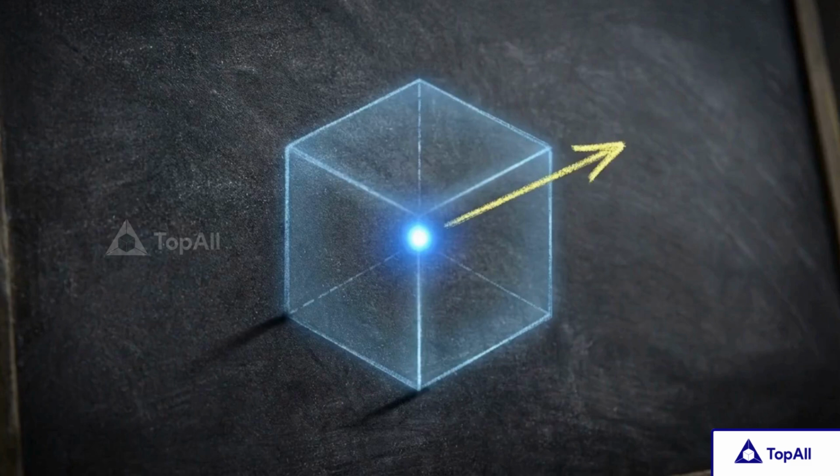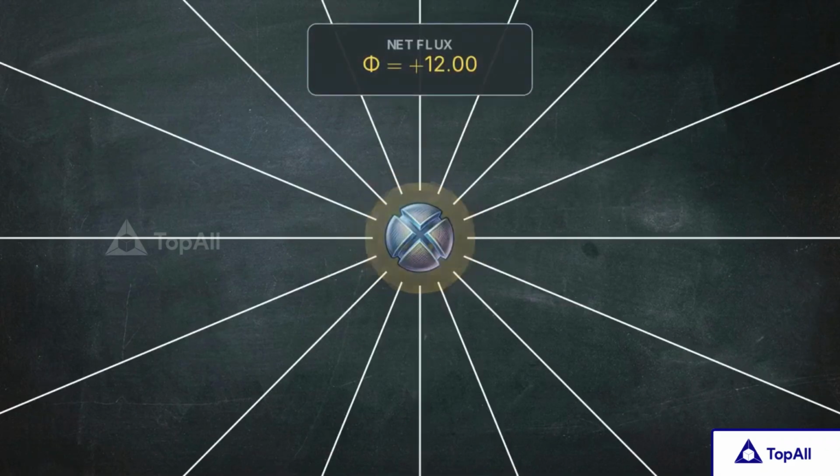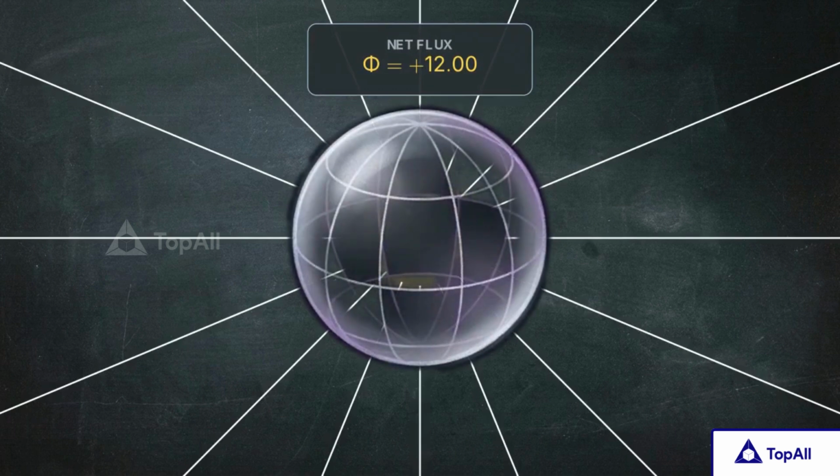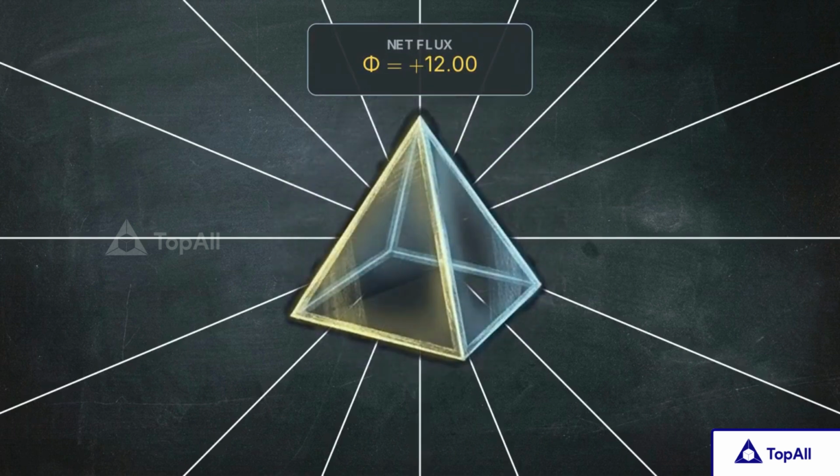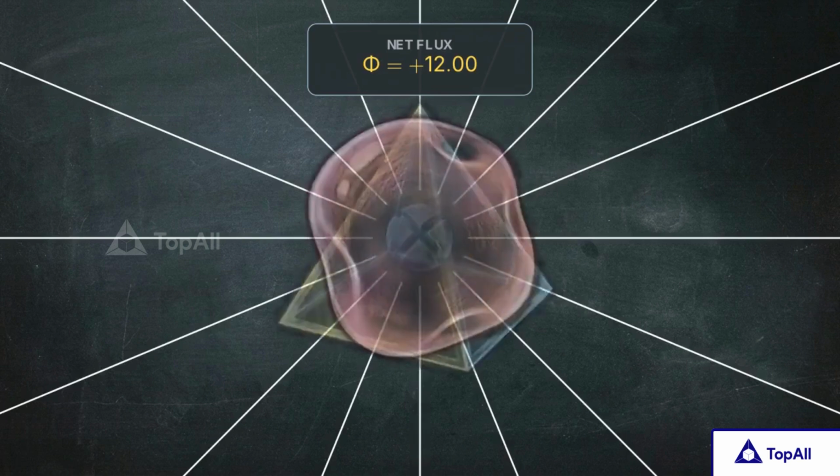This shortcut is Gauss's law. It determines total flux purely by looking at what is inside the container, bypassing the need for complex surface calculations. Gauss's law suggests a fundamental property of electrical fields. The geometry of the container is arbitrary. The only factor that dictates the total flux is the net charge enclosed within.